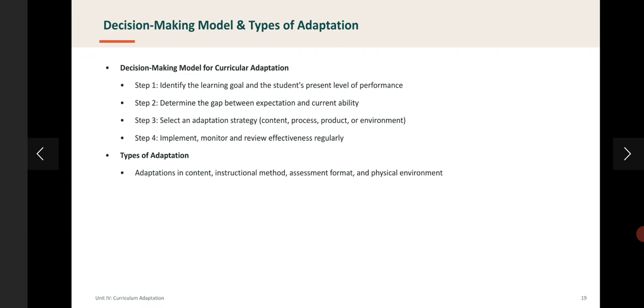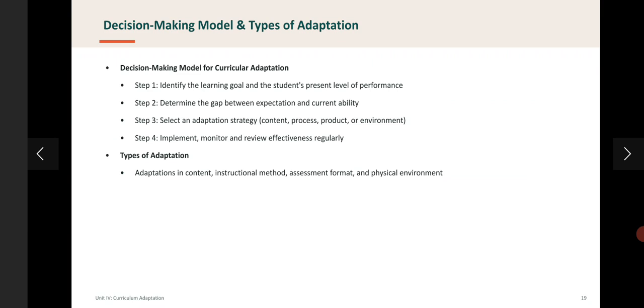Step 3. Adaptation strategy: content, process, product, environment. Select a strategy for each of these. Step 4. Implement it, monitor it, review it. What is the type of adaptation being given? Adaptations in content, instructional method, assessment format, physical environment. Everywhere the adaptation should be there.